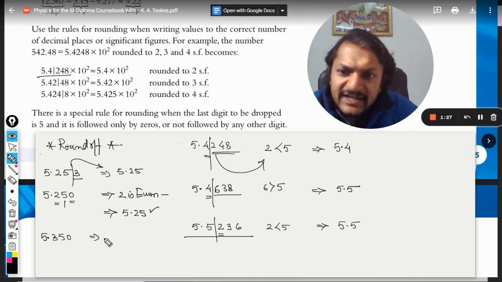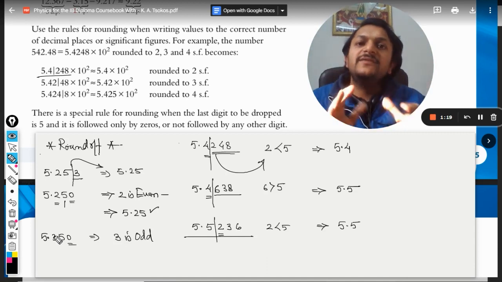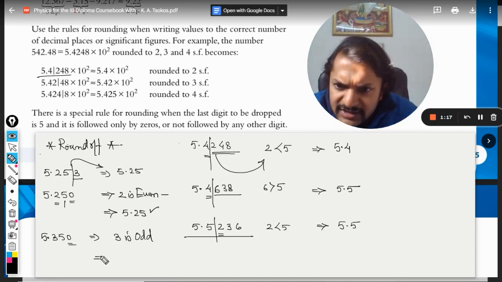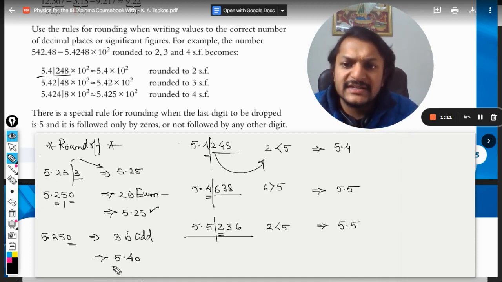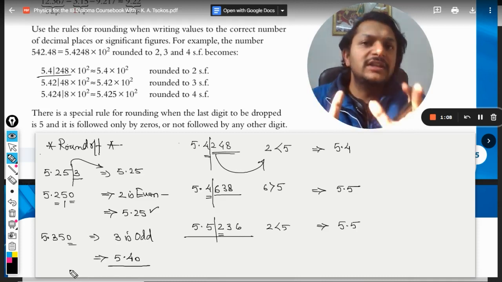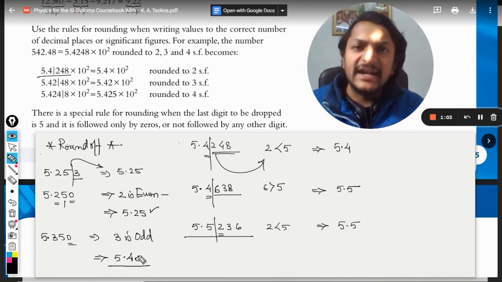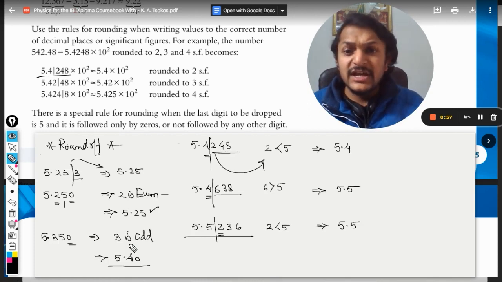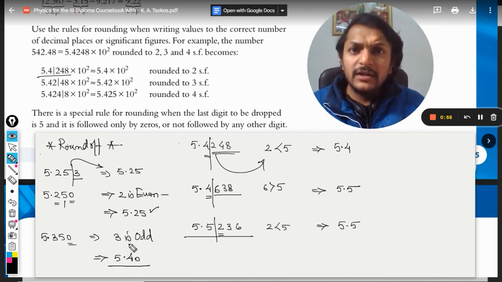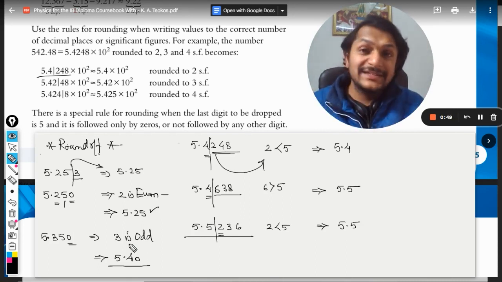But if we have the example 5.350, in this case, because 3 is odd and we want to drop 0, it will be increased by 1. That is, 3 will be converted into 4. So our answer now will be 5.40. Do you see that? The number of significant figures is 3, but what we have done is we have just increased that digit. People might feel that this is completely irrational. Why are we doing this? And what is this thing, odd and even? This is not based on any scientific thing. Might be, but this is the rule and this is how we do it.